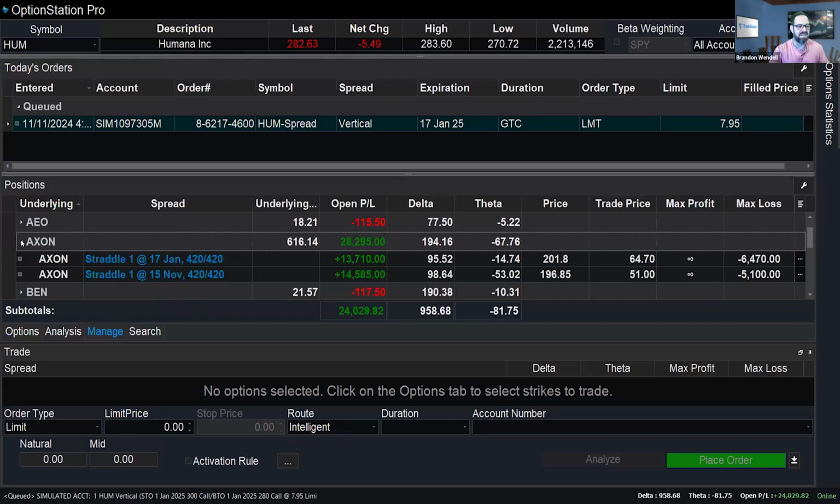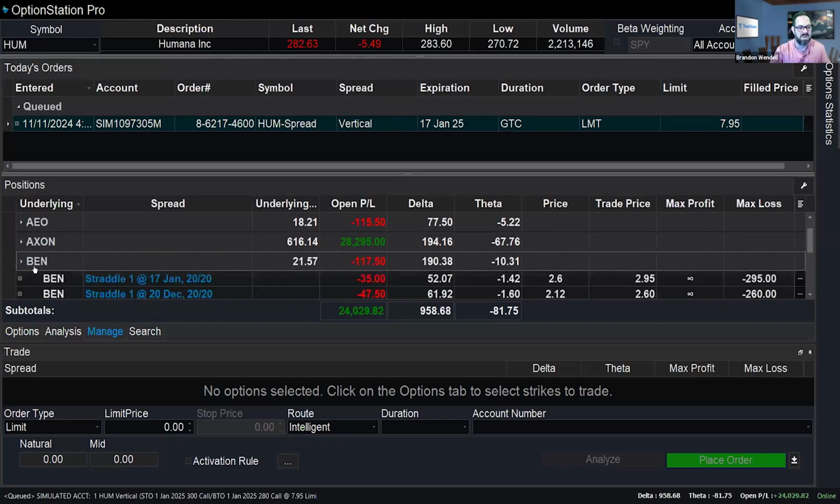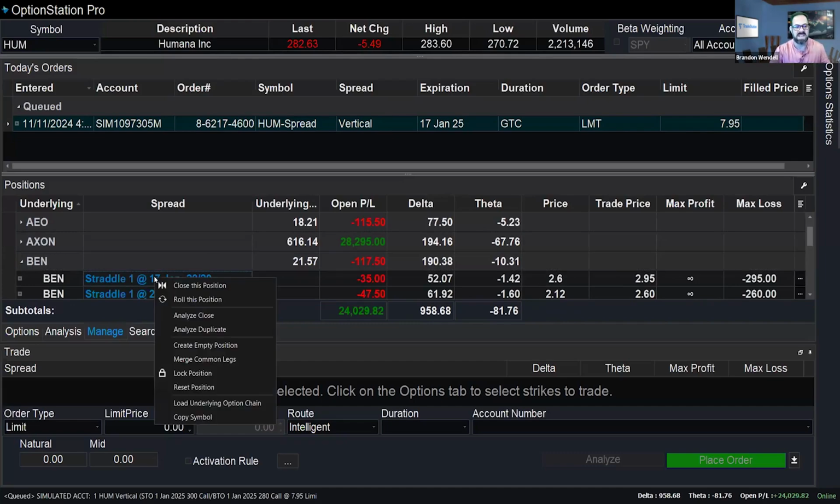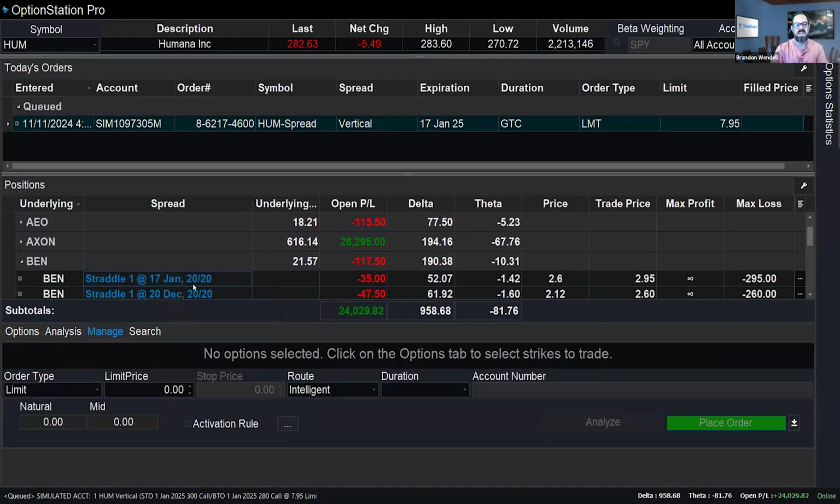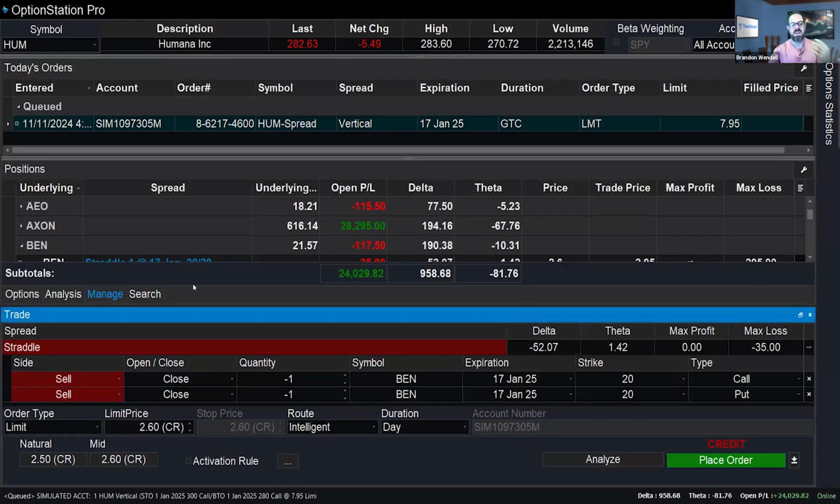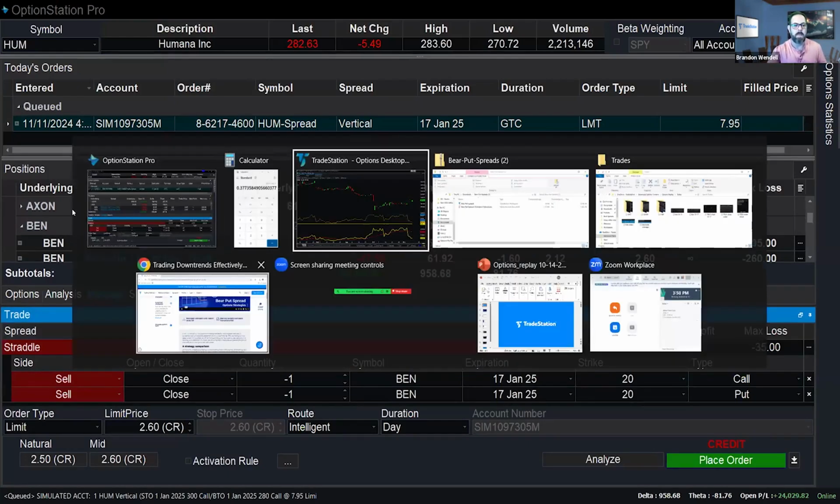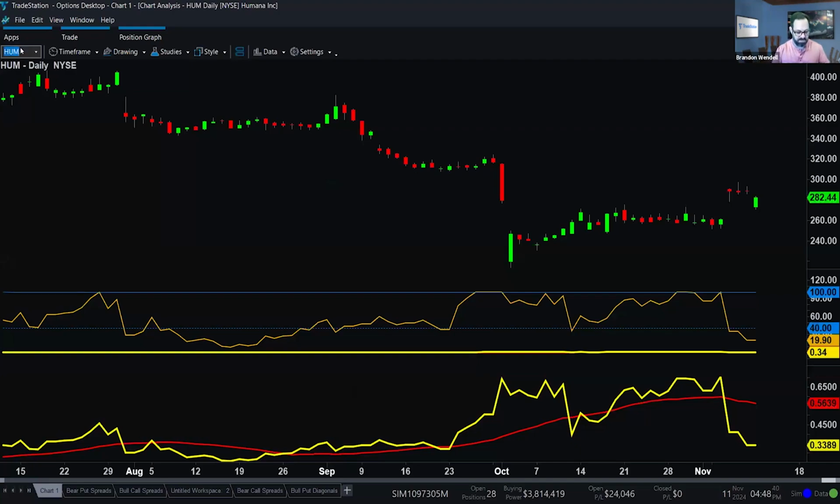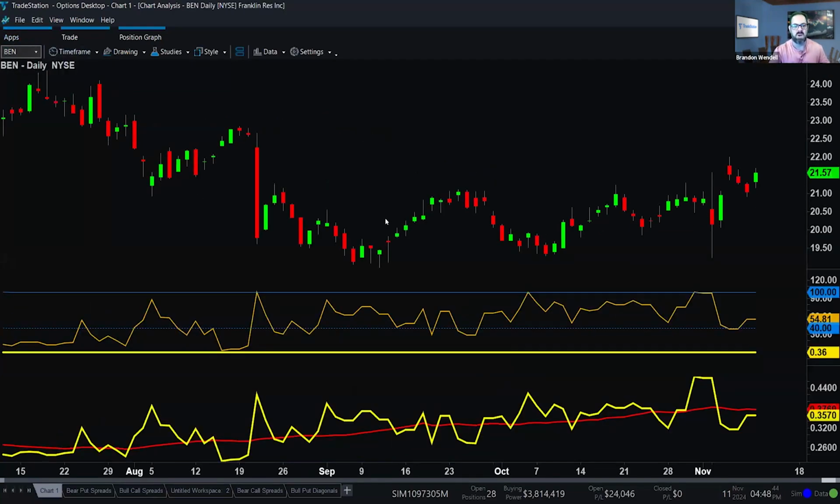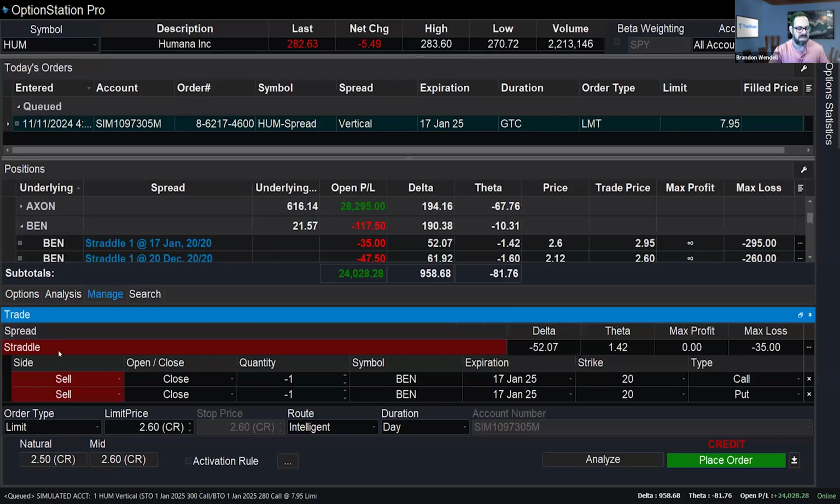It's obviously a little late. I don't want to mess with that one. Let's do this straddle. It's negative right now. That's fine. I right click on the position. Anytime you get in a position, you right click, close this position. Okay. Now, I obviously should have done underlying analysis on this position. So BEN. If I go back to the chart, BEN. This is a straddle that was put on, correct? Yes, I straddled it at $20.